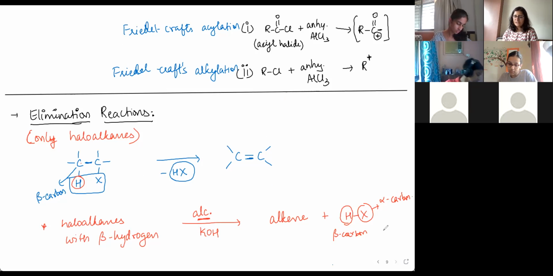Okay, so this is the generalized reaction. Important to note down what reagent you're going to use, alcoholic KOH. Important that there needs to be a beta hydrogen. Agar ye nahi hai, to elimination hone ke liye, there is no source. Elimination won't take place. Yeah, and you end up getting an unsaturated compound.